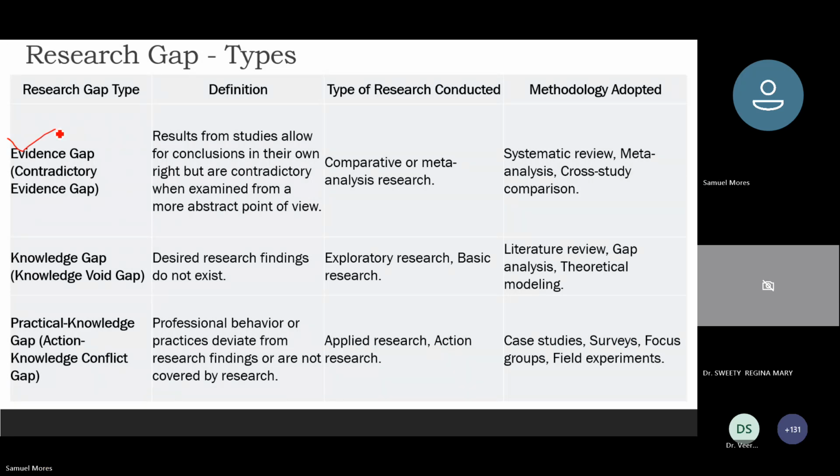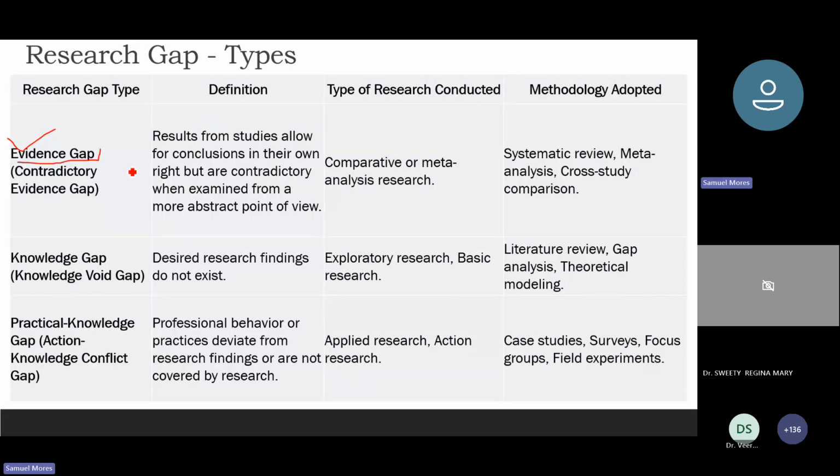Evidence gap. For example, so many theories are there which are probably not tested. For example, we talk about the Big Five traits model, but is it tested in the education sector? We don't know. Probably it is tested in some other sector, but not in the education sector. That means there is no evidence from the education sector. It is tested in different fields, but not tested in a particular field. That is called evidence gap.